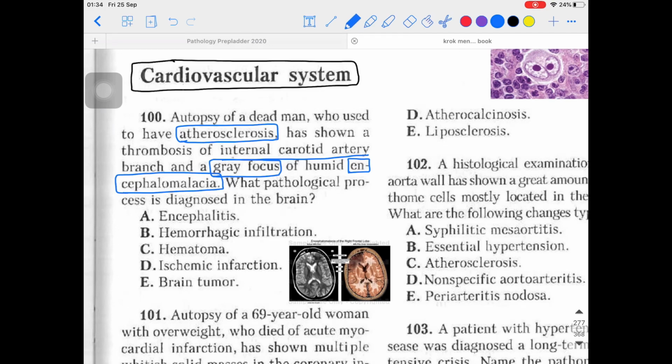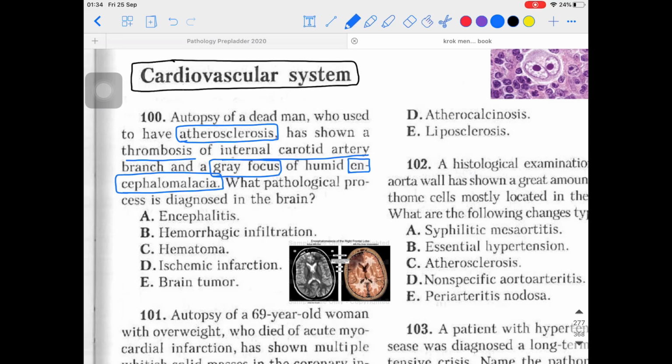So guys, the question is very straightforward. As you can see, there was an autopsy done of a dead man, and atherosclerosis was the finding. You know atherosclerosis: atheromatous plaque, cholesterol plaque, will be deposited in the blood vessel, and it usually causes obstruction. So it has shown a thrombosis of the internal carotid artery. Now the internal carotid artery is very important for the blood circulation of the brain, right? So it is actually a very important artery.